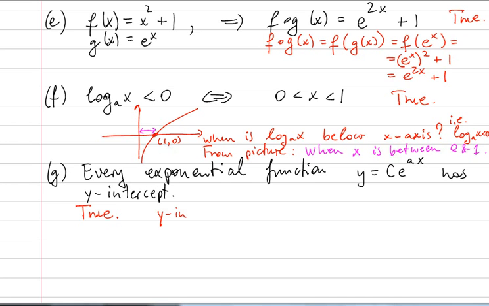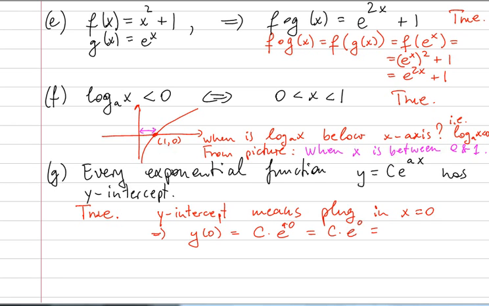Y-intercept means we plug in x equals 0. So y of 0 is c times e to the a times 0. We're replacing x by 0. So this is c times e to the 0. E to the 0 is 1, so c times 1, which is c. So it always exists.